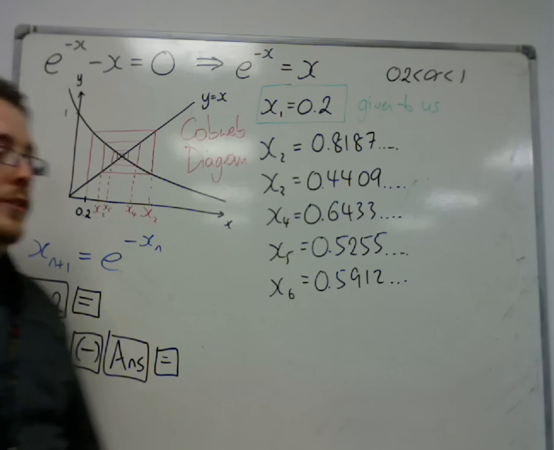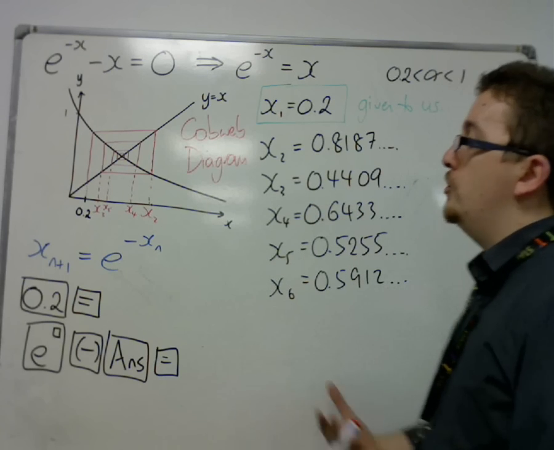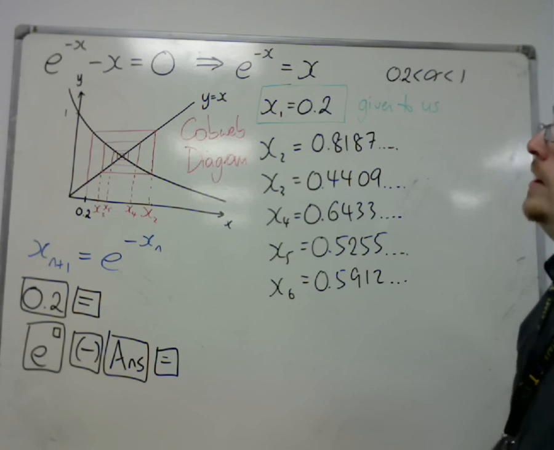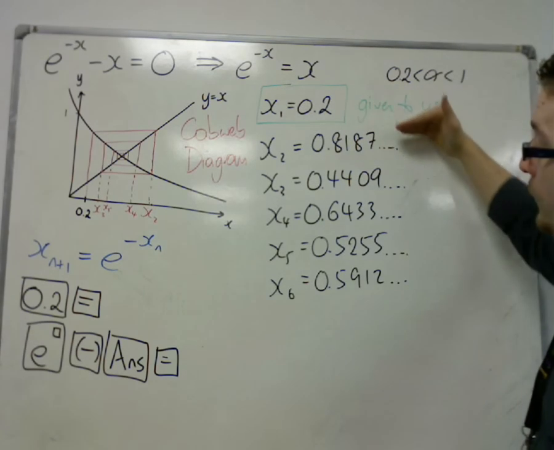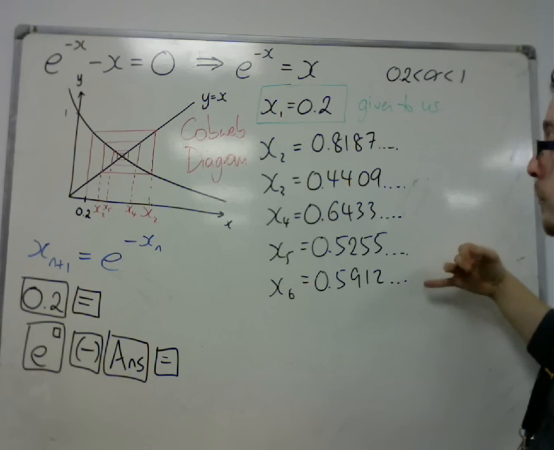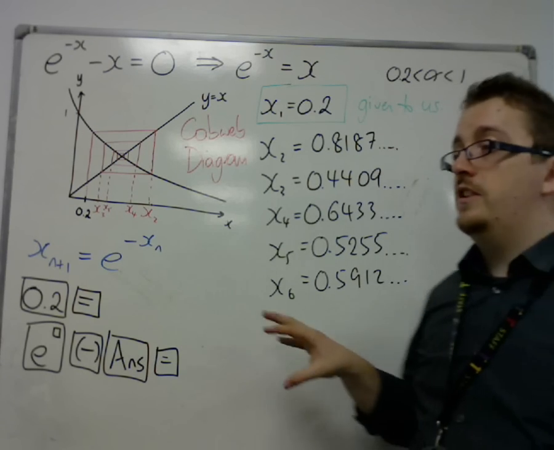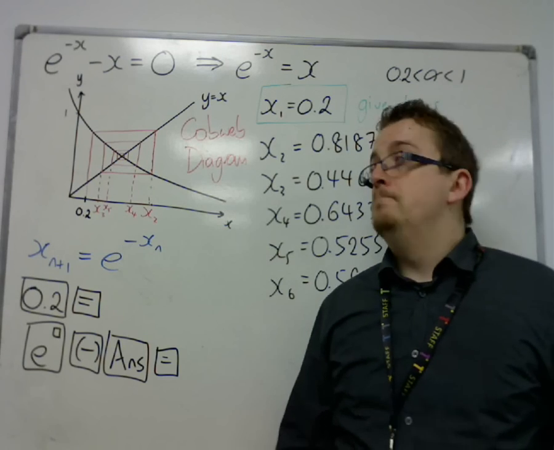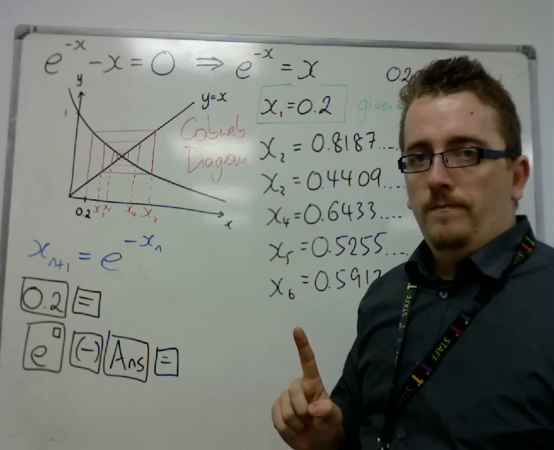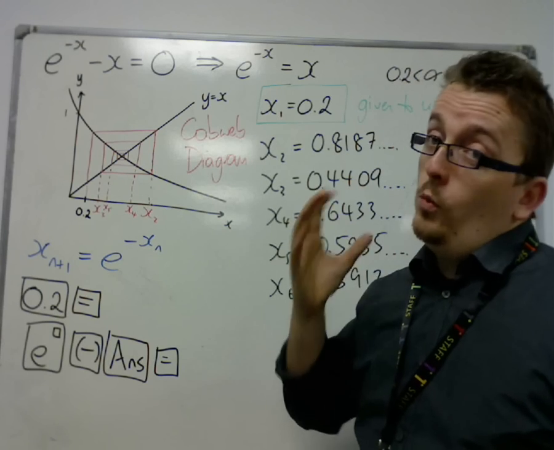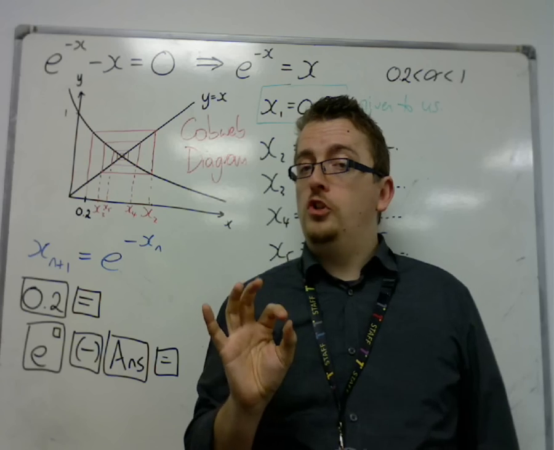So this is the process where we're creating a recurrence relation that will allow us to solve this equation, because that's the way that we're doing this. We're solving this equation, and the solution is 0.5 something. You can use this method to get as close and as accurate as you like, but you won't ever reach the exact solution. That's the one drawback. You won't get the exact solution, but you can get as close to it as you like.